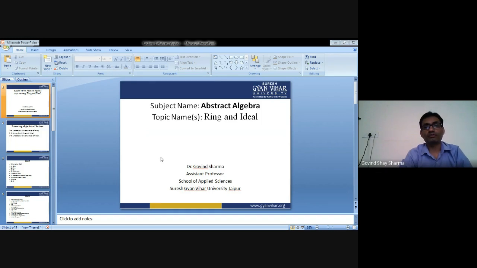Again, the lecture series of abstract algebra. We will continue with the ring and ideal, because there are some more properties here. The principal ideal domain. We will talk about the domain, integral domain, ideal. Now today we will go through the principal ideal domain and some important theorems of ideals and rings.